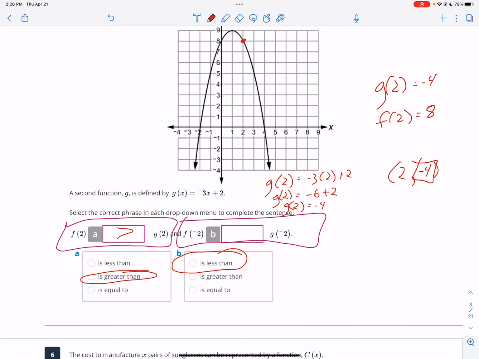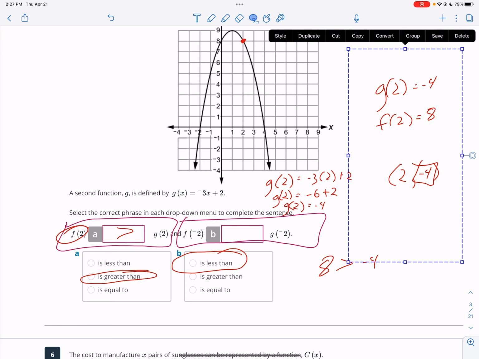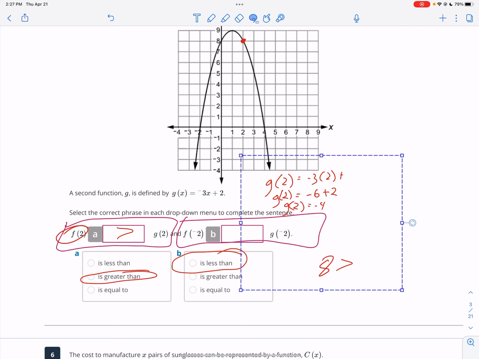And when I look at that, it looks like f of 2, which is 8, is greater than g of 2, which is negative 4. That's true. So it gives us the same answer. And you can do that for the f of negative 2 and the g of negative 2 as well.